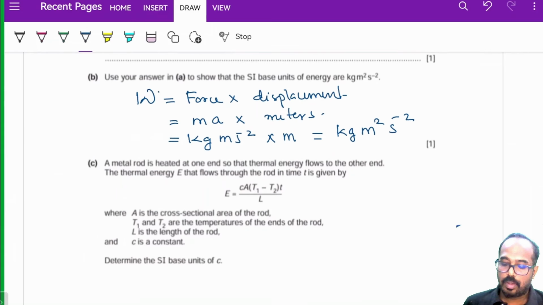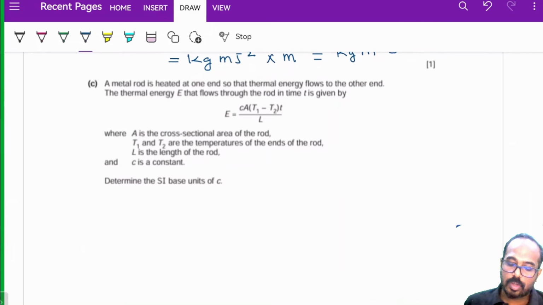Okay, next question. A metal rod is heated at one end so that the thermal energy flows to the other end. The thermal energy E that flows through the rod in time t is given. At a particular time, what is the energy flowing through the rod? That is given with this equation. A is the area of cross section of the rod, T1, T2 are the temperatures at the ends, L is the length of the rod, and C is a constant. So you need to find out the SI base unit of C.